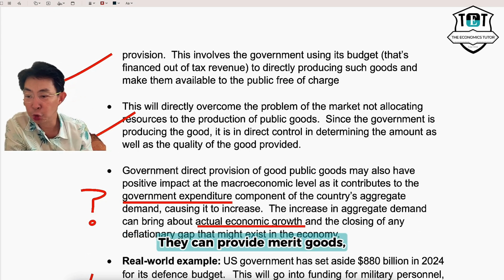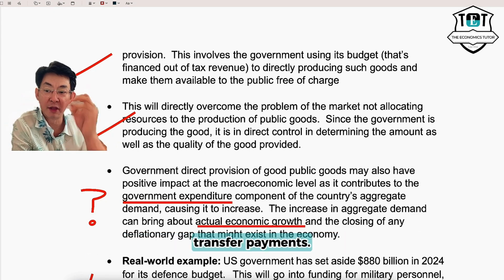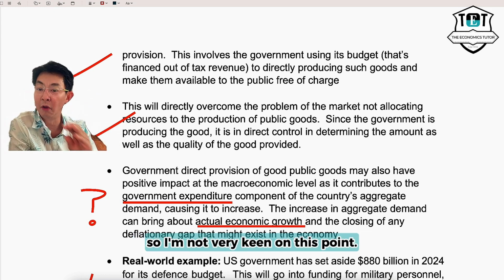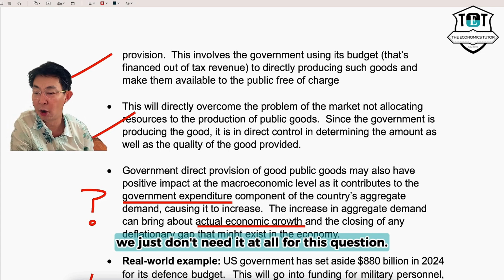Right? They can provide merit goods. Okay, they can give ang pao to the people, transfer payments. So this point is going off public goods. So I'm not very keen on this point, and really we just don't need it at all for this question.